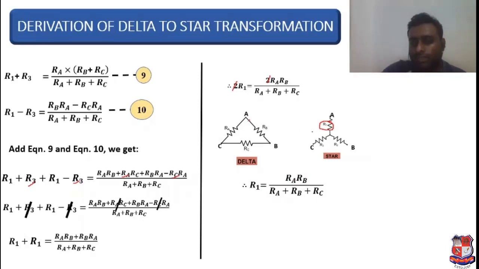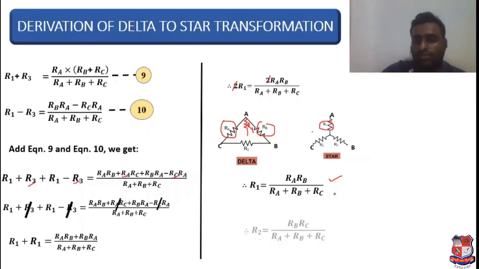So we can say that if there is an equivalent star for this delta, that is R1 over here, it is the product of the neighboring resistances. R1 is the product of the neighboring resistances divided by the summation of all the resistances in the delta connected circuit. You can say that R1 is the product of the neighboring resistances divided by the total resistance.